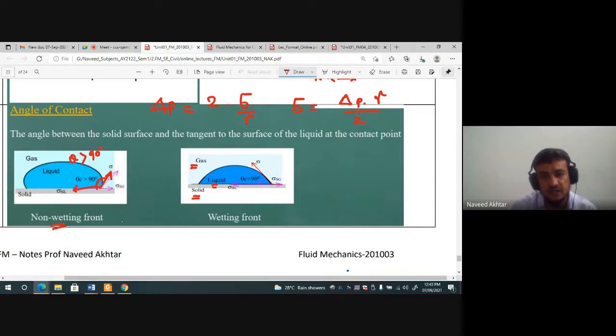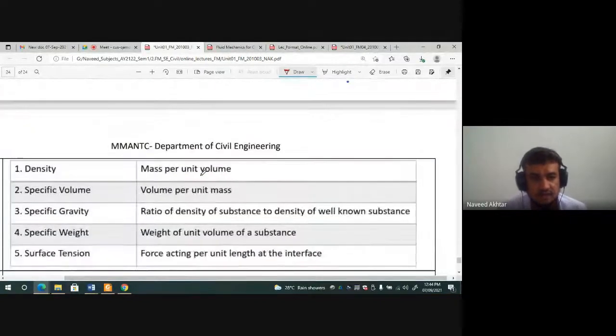So if this surface tension is making the angle less than 90 degrees, it means that it will wet the surface. That is nothing but what is called the angle of contact.